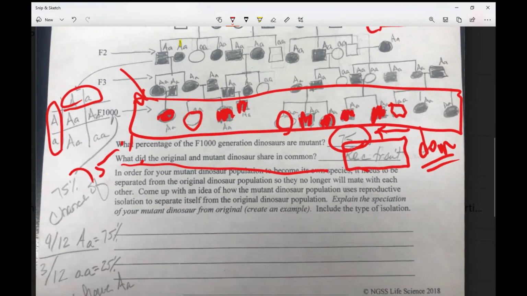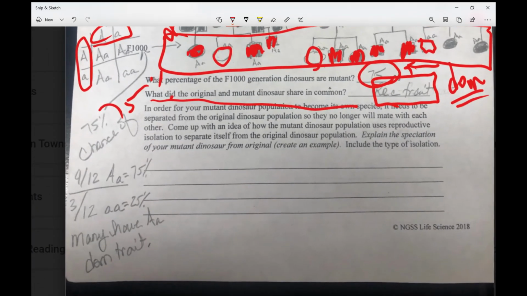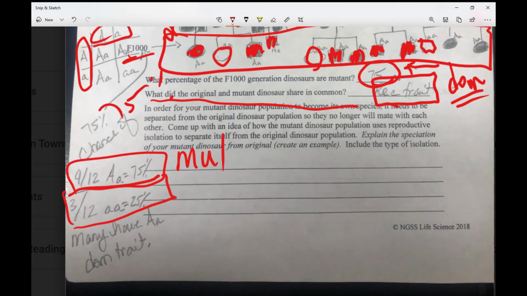If we look down here, I have 9 out of my 12 offspring in my 1000th generation. Only 3 out of the 12 have the homozygous recessive trait, and 9 out of the 12 have my mutation. And this should help you get through the paper. By this time you should have it finished and turn it in so we can get this project completed.